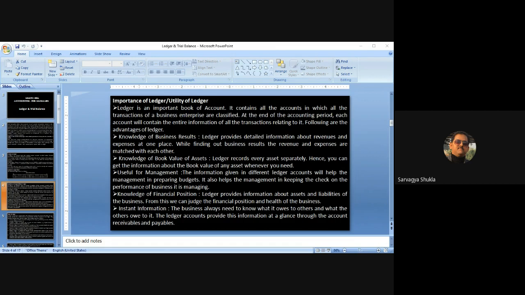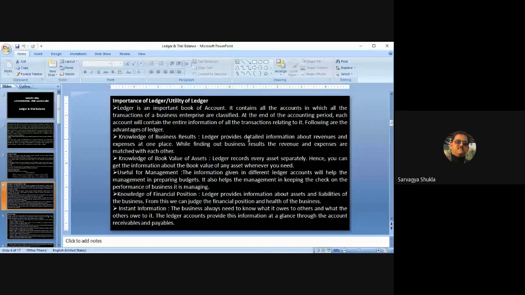If we want to know the book value of an asset, we have to maintain the ledger account. Ledger provides detailed information about revenues and book value of assets. Ledger records every asset separately. Hence, you can get the information about the book value of any asset whenever you need.